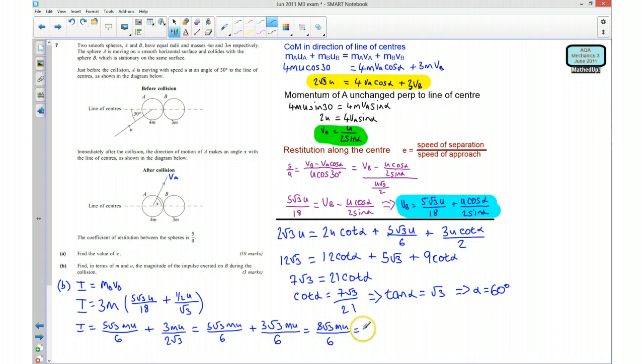and that's going to be equal to, and I'm sorry, I'm going along here with lots of equal signs, it's only because I've run out of room, and that's going to be 4 root 3 mu over 3, and that there should be what the impulse exerted on B during the collision is.